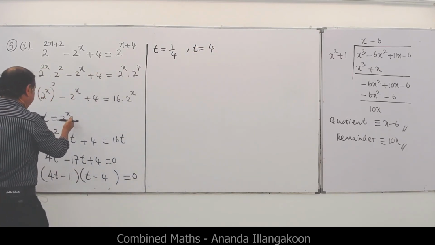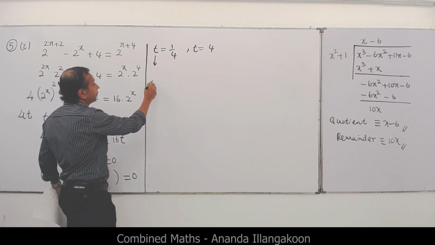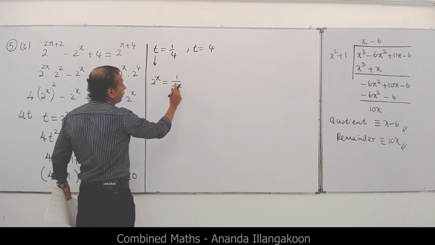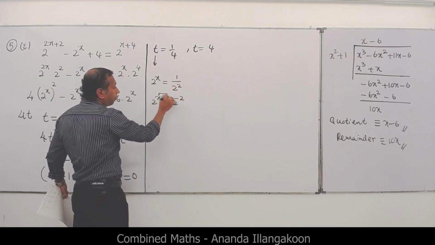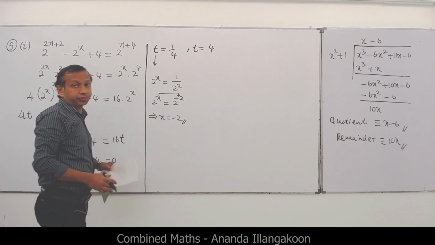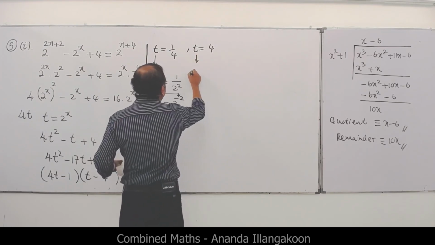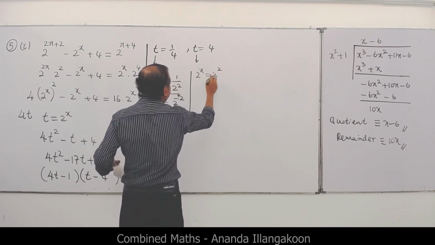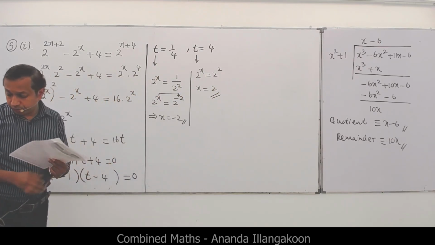But we need to find x, right? What is this t? t is 2 to the power x. Put that here: 1 upon 4, I can write this way 2 squared, bring this to numerator, 2 to the power minus 2. Then x is going to be minus 2. First answer is x is minus 2. Secondly, this t: 2 to the power x equals 4 means 2 to the power 2, so x is 2. The two answers are these two.